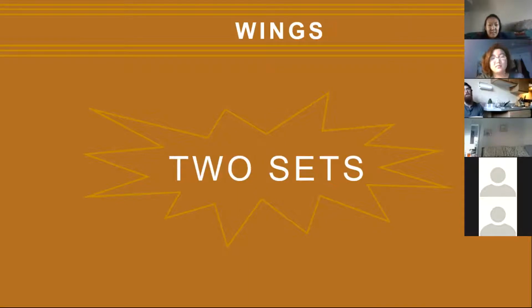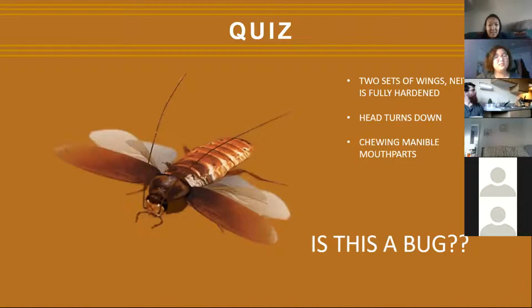There are other differences too. Quiz. This is a cockroach. It has two sets of wings. Neither set is fully hardened. The head kind of turns down, and they have chewing mandible mouth parts. Is this a bug? No. No! And I have no positive reinforcement for you. That is the end of my slideshow.